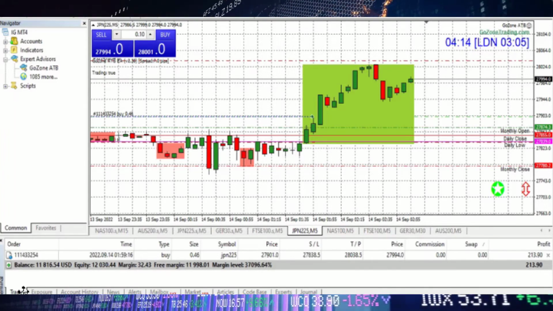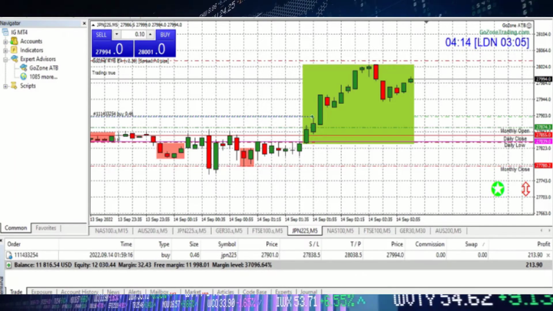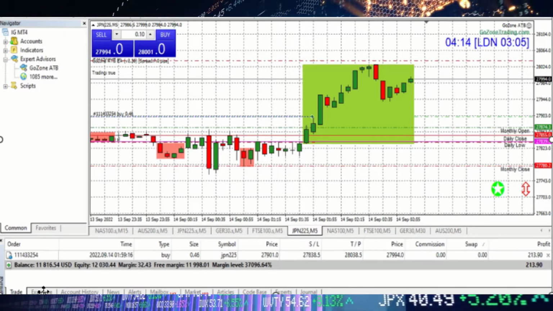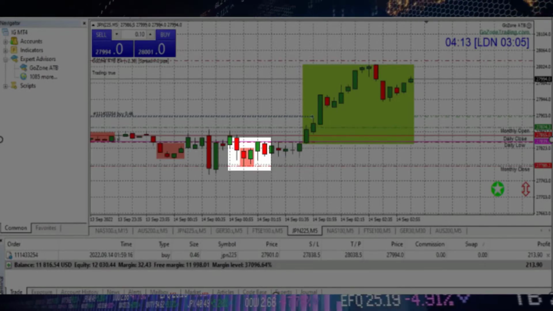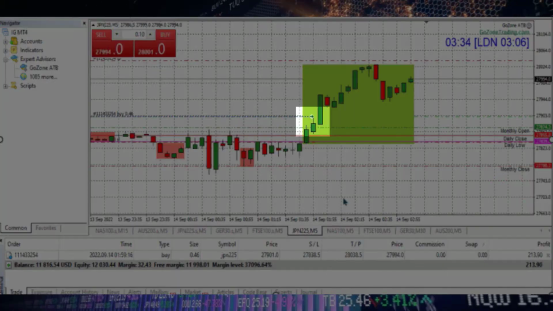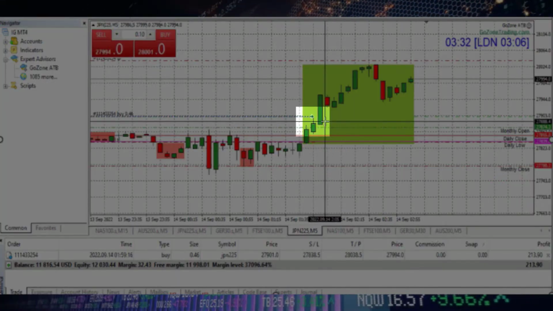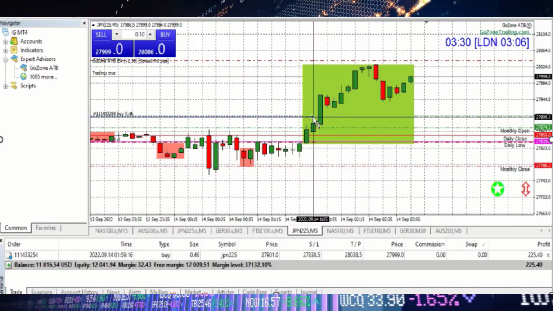Unfortunately, I neglected to turn on my screen recording, and we're about 80 minutes into the trade. From the open, there was a short signal, but it did not confirm, so the bot did not put me in. However, on the next long opportunity, the GoZone ATB entered the market here on confirmation.